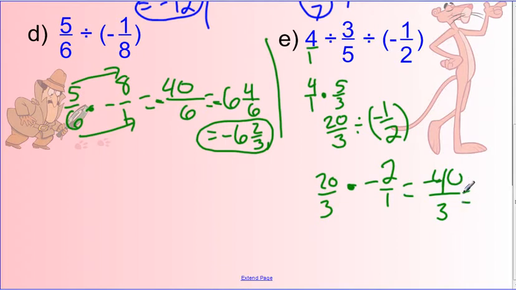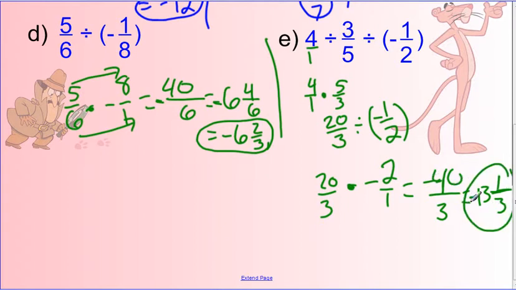3 goes into 40 more than 10 times, because 10 times 3 is 30. 3 more times would be 39, which is pretty good. So 13 times 3, the denominator stays the same, so that's the 3. So 13 times 3 is 39. Add 1 more to get to 40, and our answer is negative.